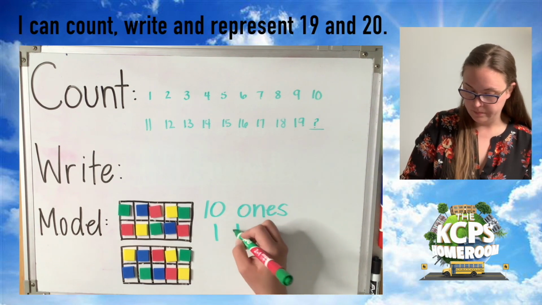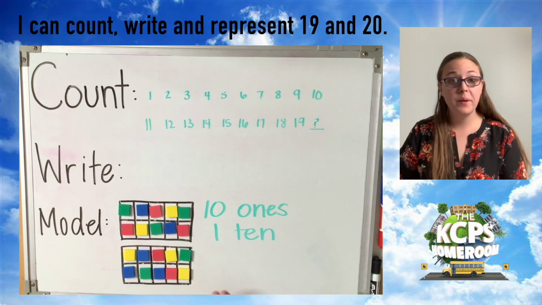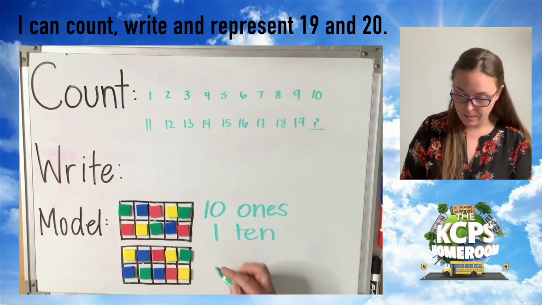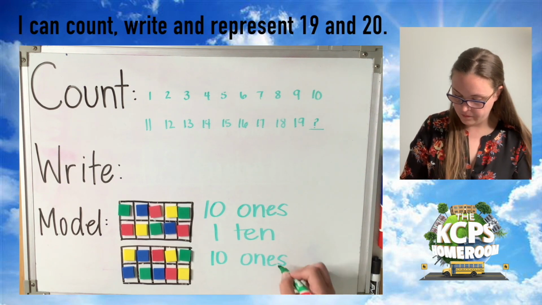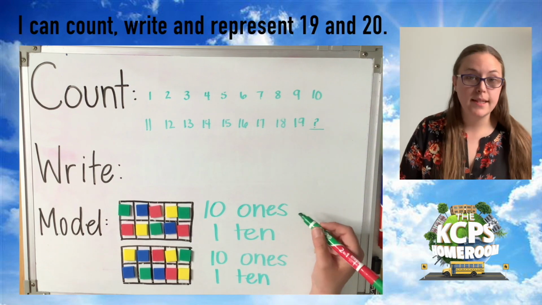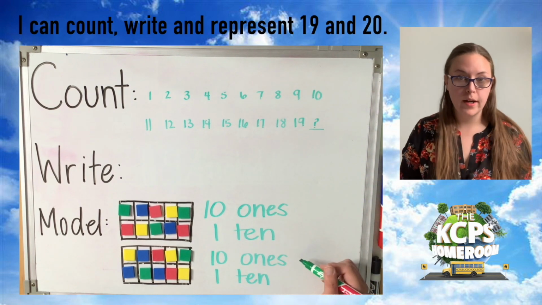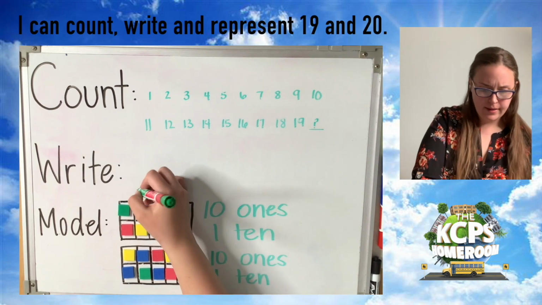10 1s or 1 10. So that means the bottom 10 frame also models 10 1s and 1 10. So we know that 20 is 20 1s or 2 10s. Let's think about how to write that.